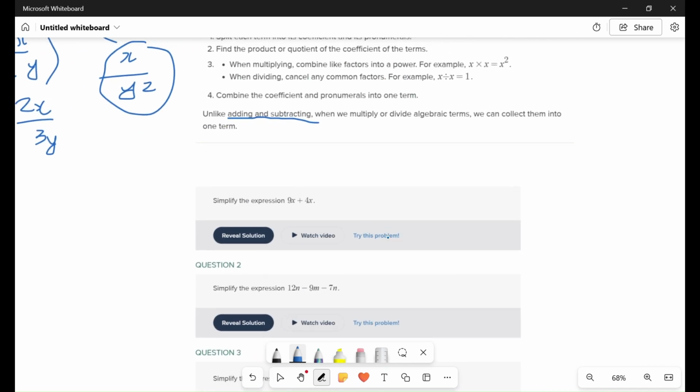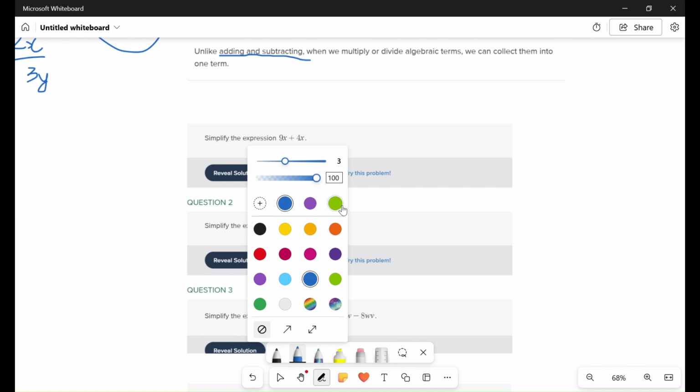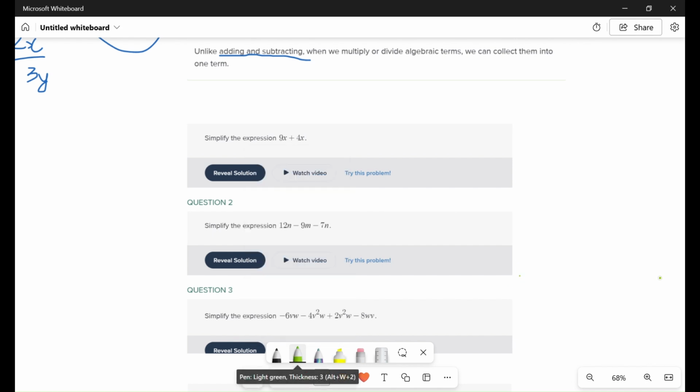Now do these questions. First do the first three questions. Okay, you can pause the video and do that. Okay, so 9x plus 4x. Well, I'll show you one more trick. We have x common in both of them, so we can take x common and we can do 9 plus 4, which is equal to 13x.